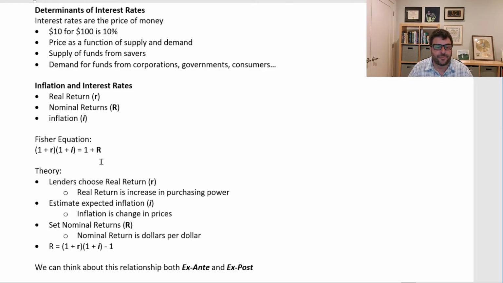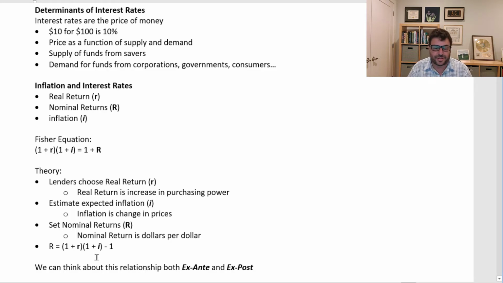So here's the theory. The theory says that lenders choose some real return, some amount of increased purchasing power they wish to earn based on risk. In addition, they estimate expected inflation, which is going to be the change in prices, and that's going to be a loss in purchasing power. And so they set a nominal rate such that they earn a nominal rate that's equivalent to the amount of real return that they want to earn plus the amount of purchasing power they expect to lose.